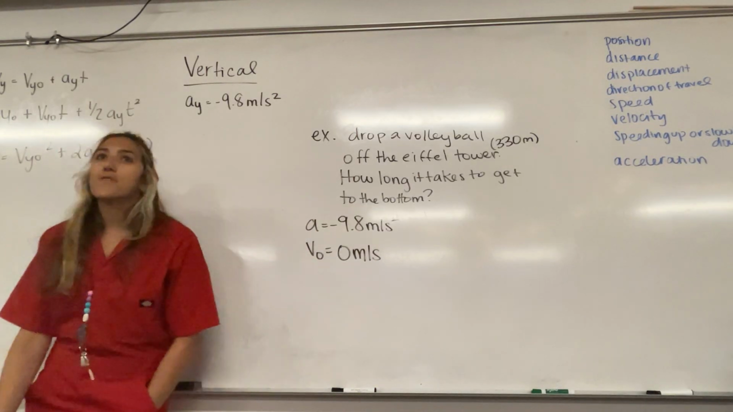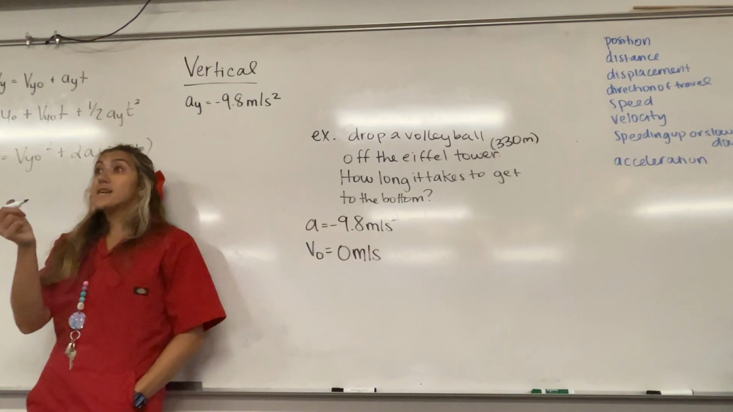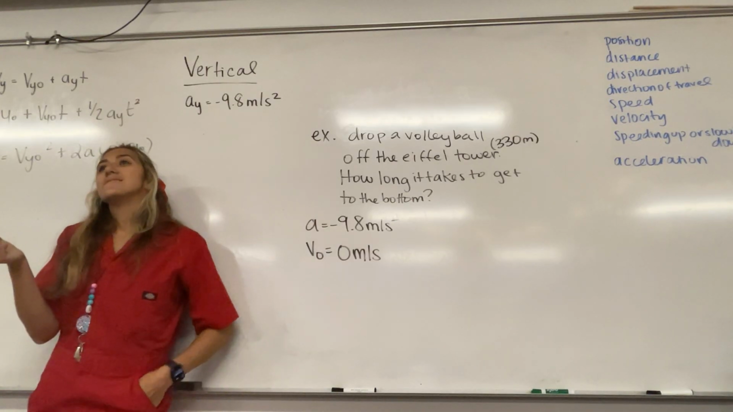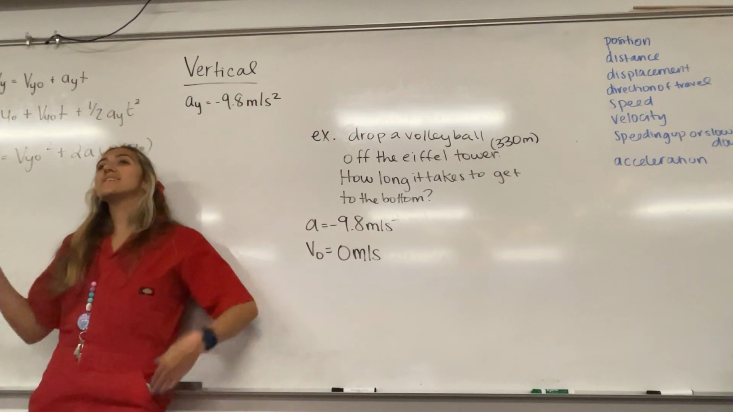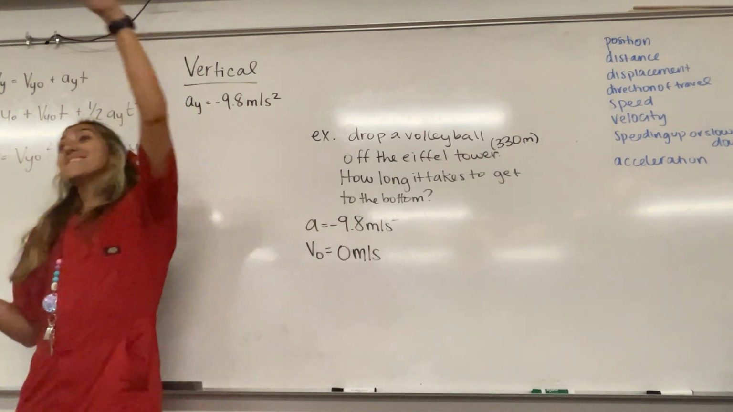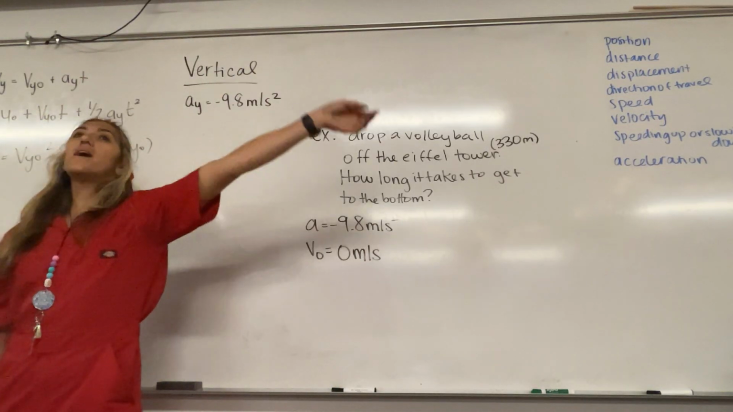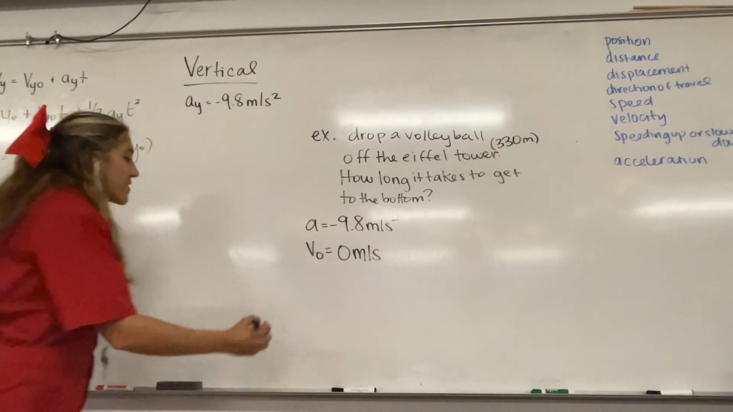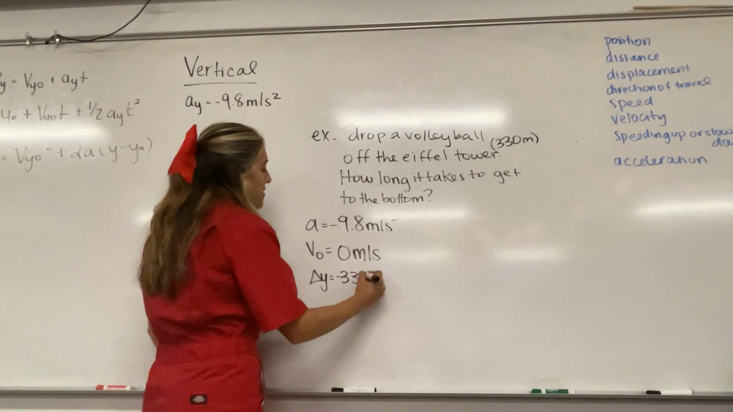I know one more thing. I know it because I see another number in there. Distance. Distance, what is it? You sure about that? Negative 330. Why is it negative? Because you're going down. I didn't throw the volleyball up 330 meters. I watched it drop down 330 meters. So delta y is negative 330.